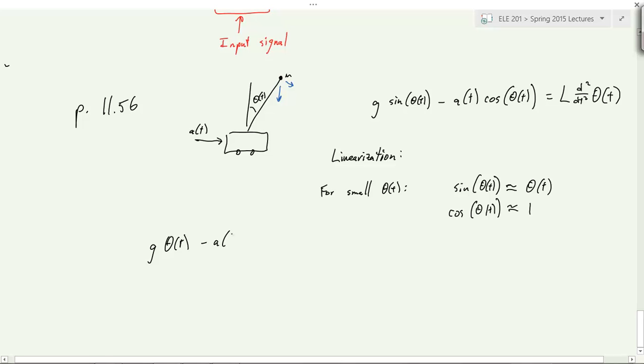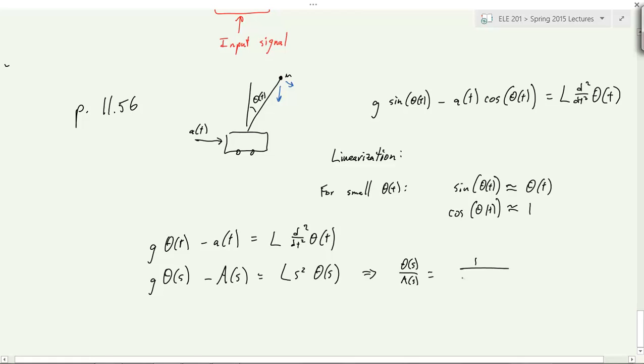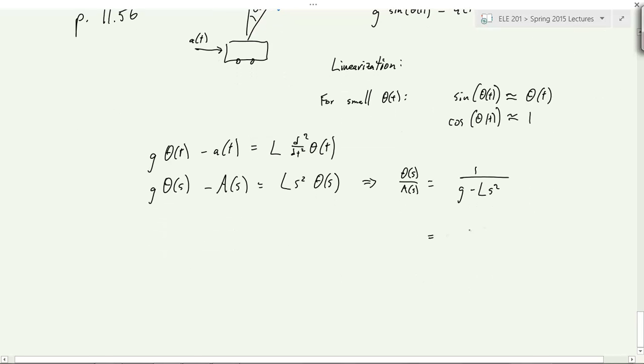g theta of t minus a of t equals L d squared by dt squared of theta of t. Do our Laplace transforms: g theta of s minus a of s equals L s squared theta of s. Therefore, theta of s over a of s, a being the input, is exactly 1 over g minus L s squared. And we can separate those into poles by saying that equals negative 1 over L, over s plus square root of g over L, times s minus square root of g over L.